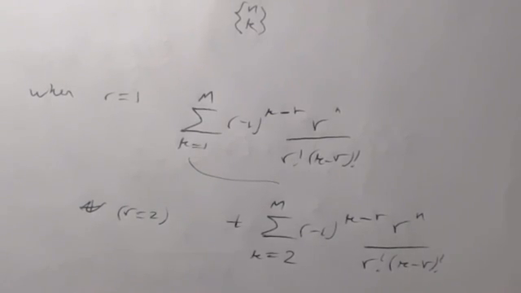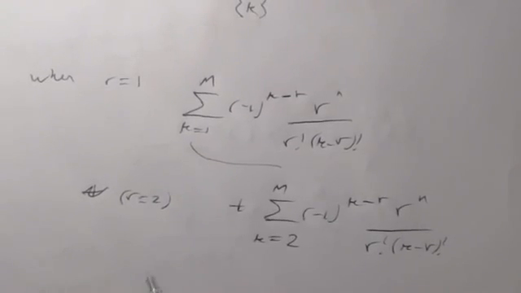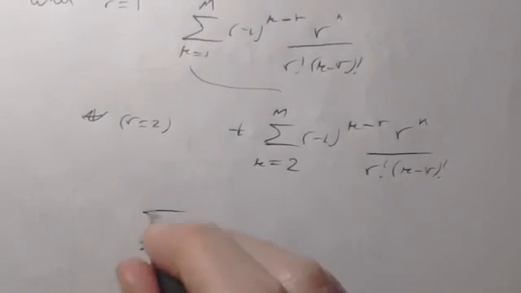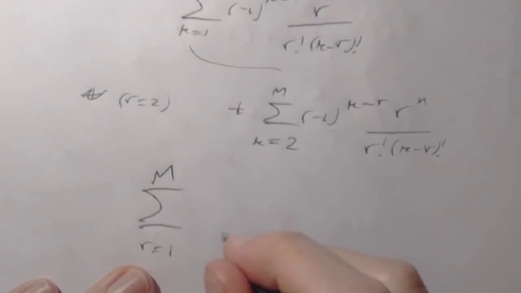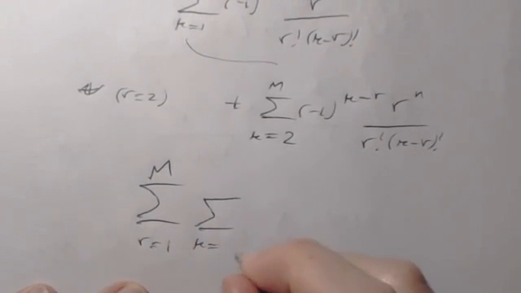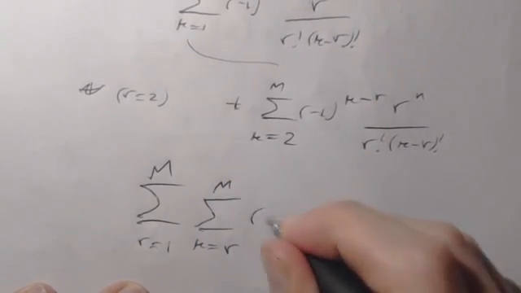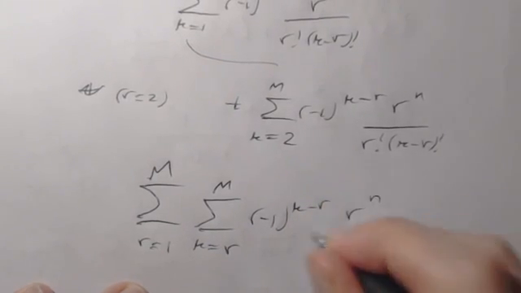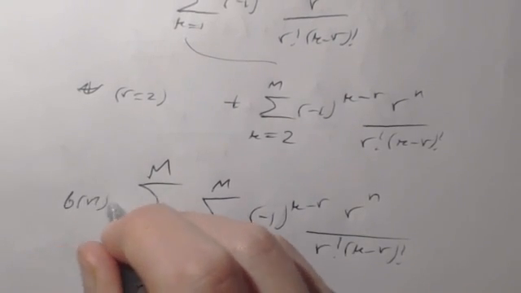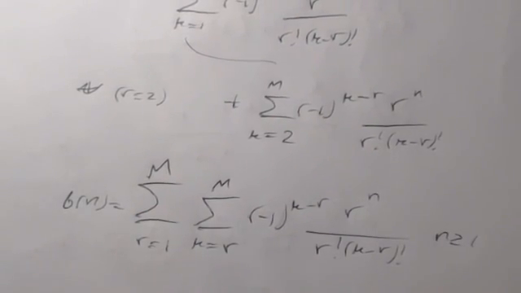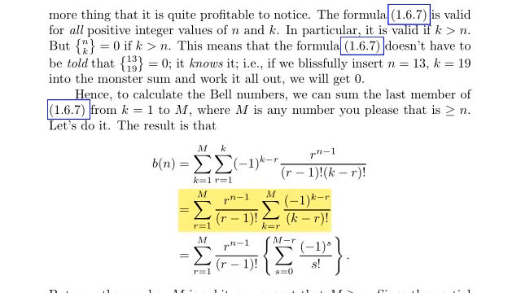I think I see where we're going now. So as r goes from 1 to m, we can sum k from r to m. Yeah, I get it now. So if I'd just written this out as a grid, it should have been apparent that way as well. So Bn equals this, n greater than or equal to 1. Is this the same as what they've got? R from 1 to m, k from r to m, and then the same thing as normal, minus 1 to the k minus r, r to the n over r factorial k minus r factorial. Yeah, it's the same thing.